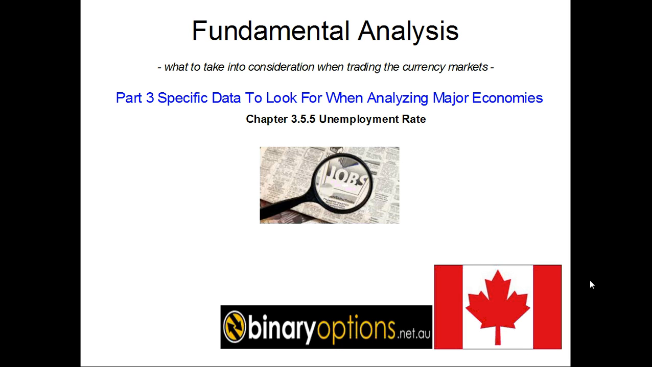Now it is time for the unemployment rate to be looked at in Canada, and like in the United States and in Europe, and actually in any economy in the world, the unemployment rate is a leading indicator of economic health. The lower, the better, and if compared with the US, Eurozone, UK, and Australian economies, the unemployment level in Canada is better than the ones in US, UK, and Eurozone, but higher than the one in Australia.